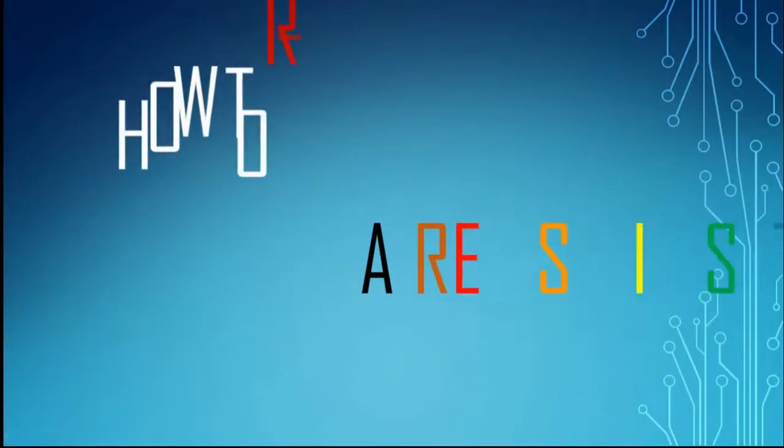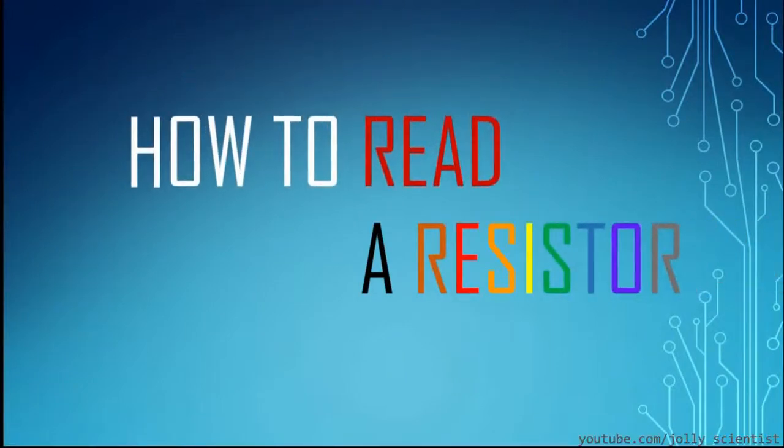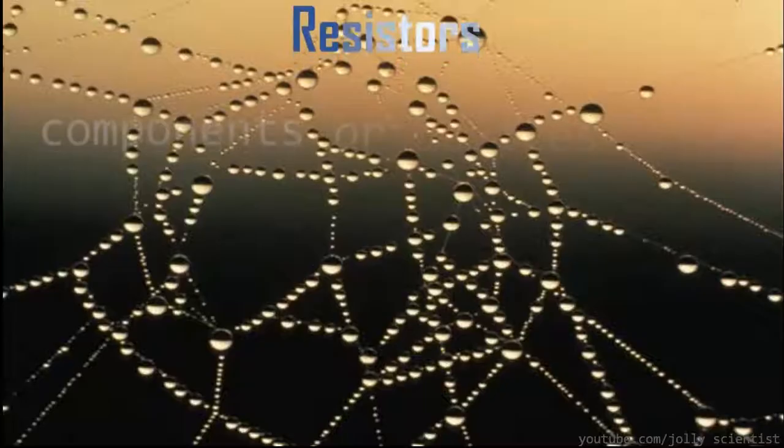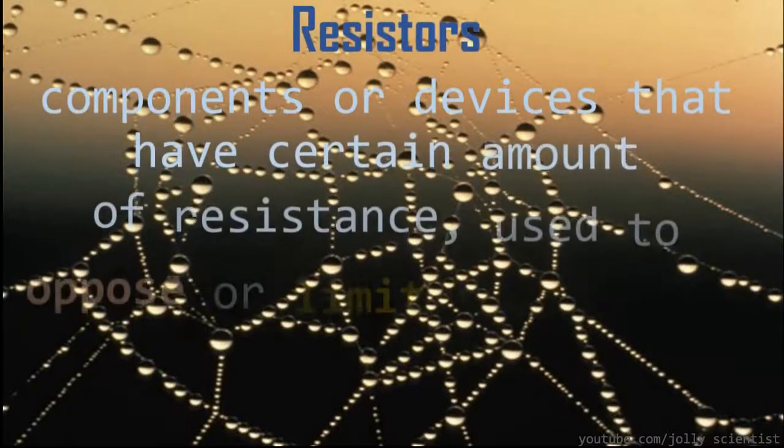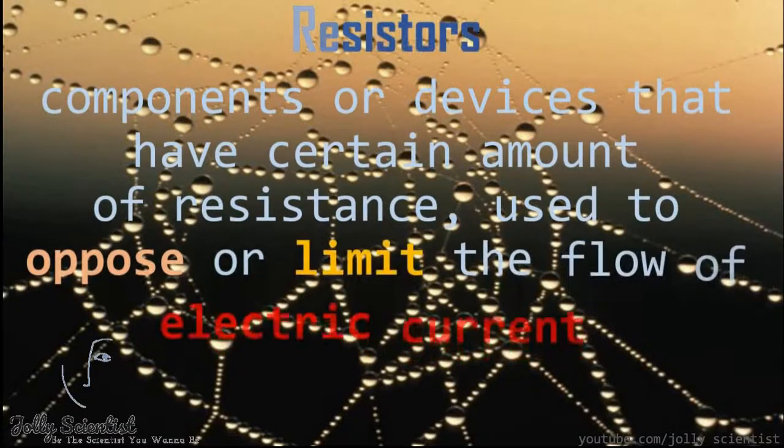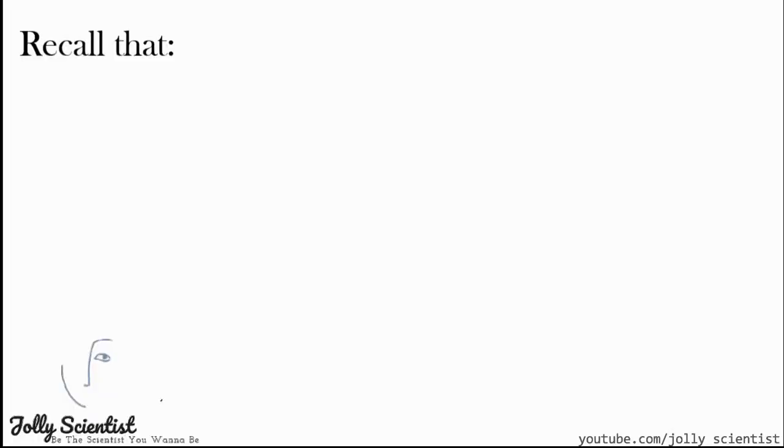How to read a resistor. A resistor is a component that has a certain amount of resistance, used to impede or limit the flow of electric current.